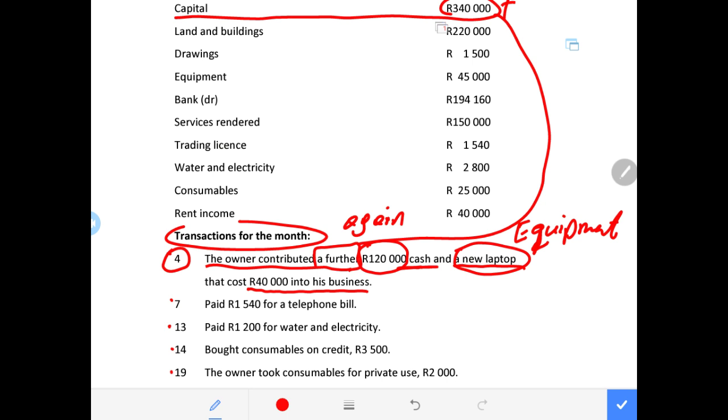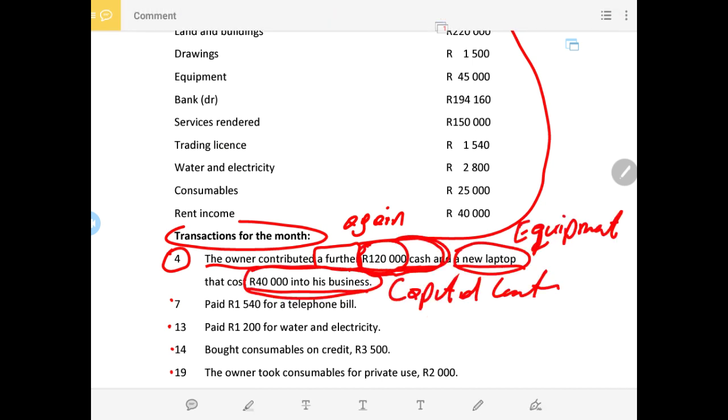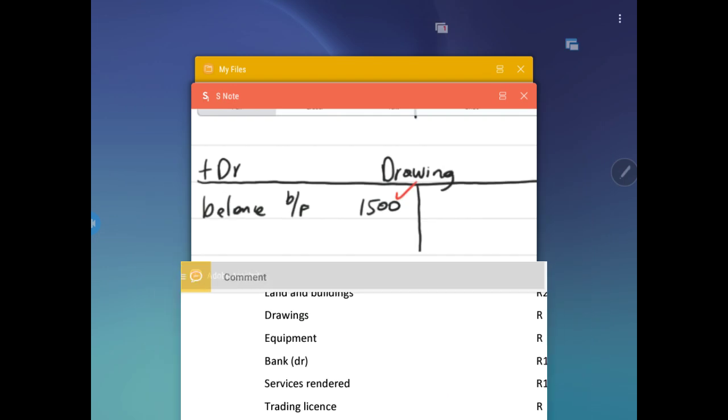So now that means in this case, we are to record two things. We are to record capital contribution of 120,000 cash, and we are to record 40,000, which is equipment. But where are we recording these two? We are recording them all under capital contribution or under capital account. So now in our capital, we need to record cash of 120,000 and 40,000 of equipment.